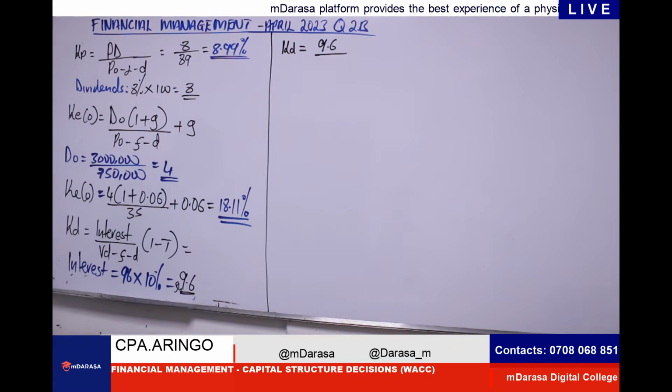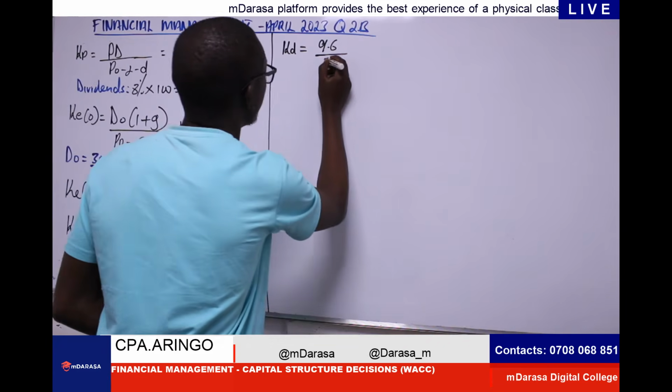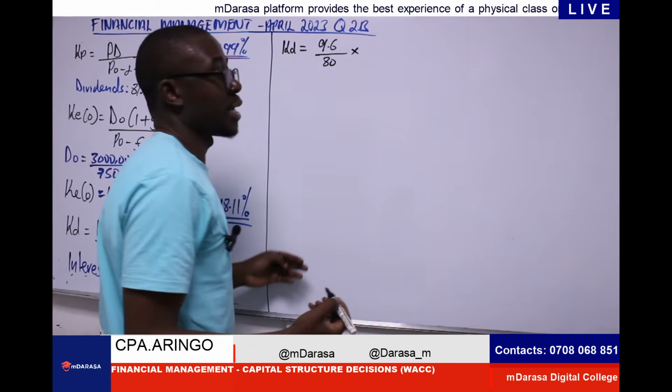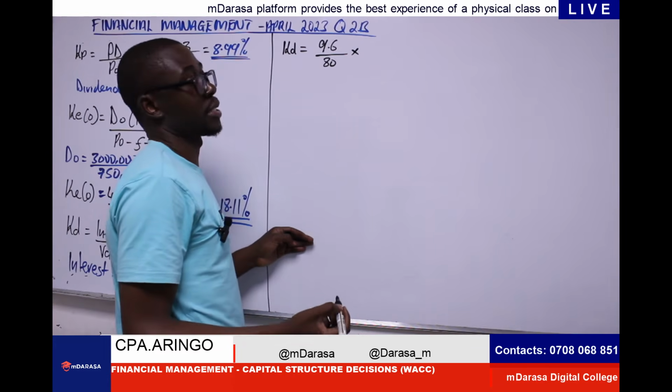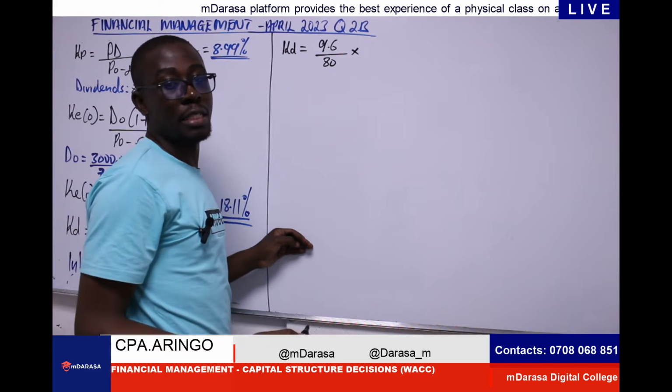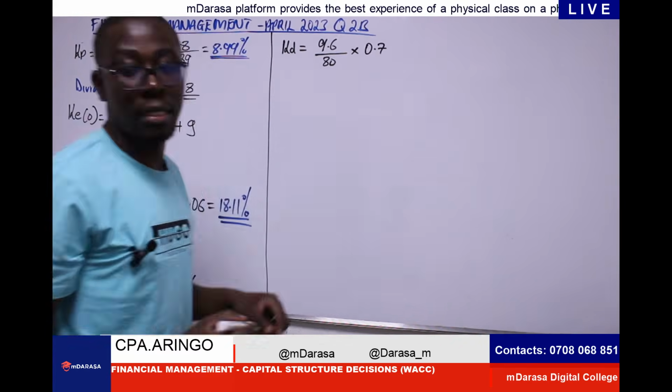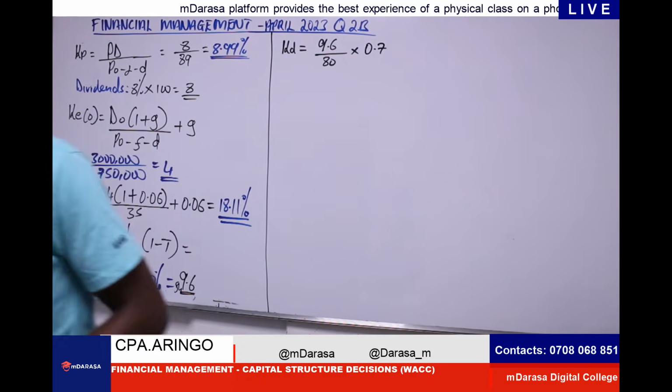In this case, the market value of the debt, if you can see in our question, we had 80. So with a lot of confidence, you're going to have 80 here. 9.6 of 80. I need to multiply by 1 minus t. The tax rate, we are given 30%. So 1 minus 30%, you can all agree, is about 0.7.